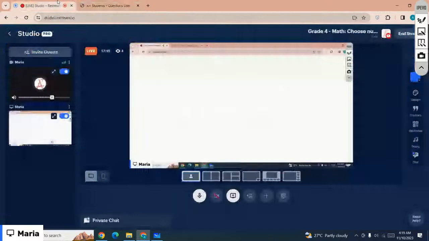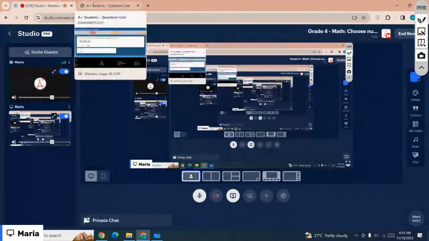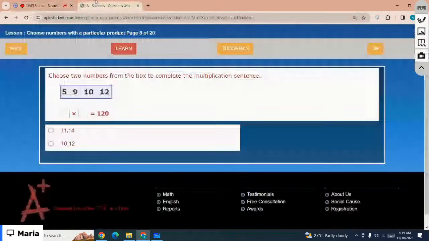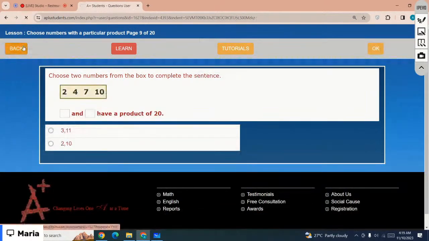Okay, the next one is dash and dash equals 120. So which is the correct option? Which two numbers have the product 120? The correct option is the second one, 10 times 12 equals 120. Got it? Okay, you can complete the lesson by yourself later today. Let me just move on to the next lesson.